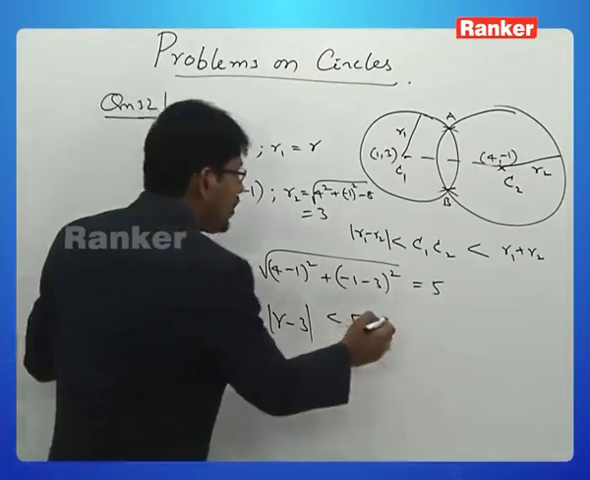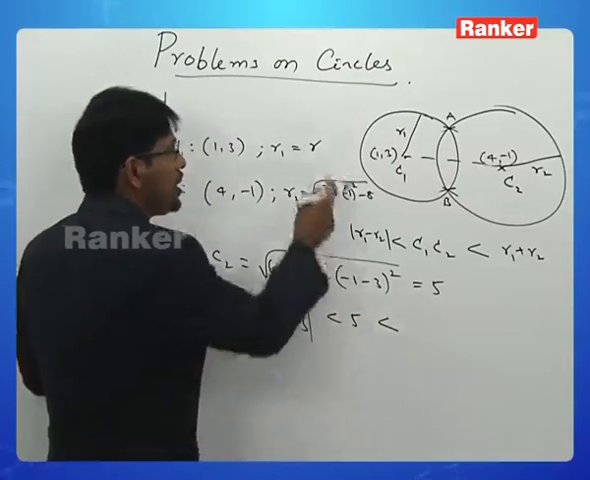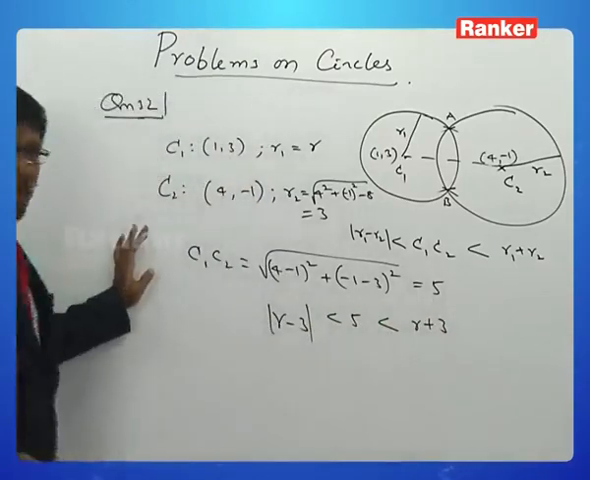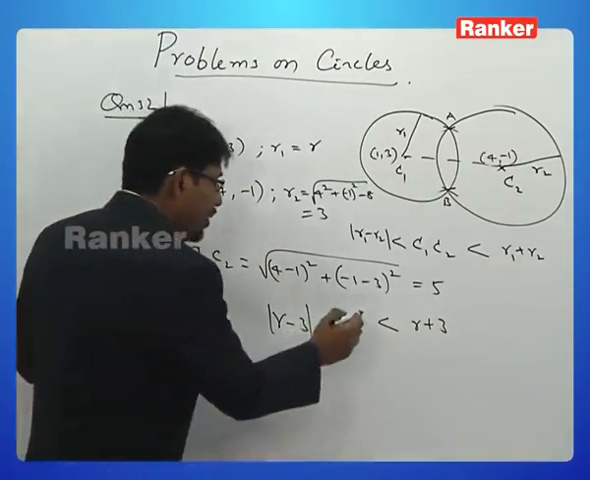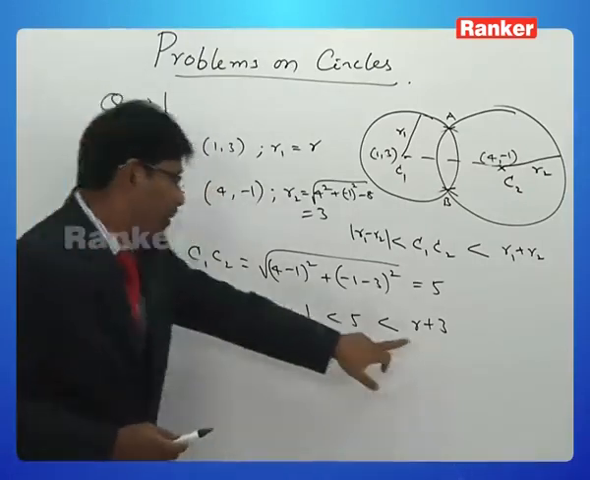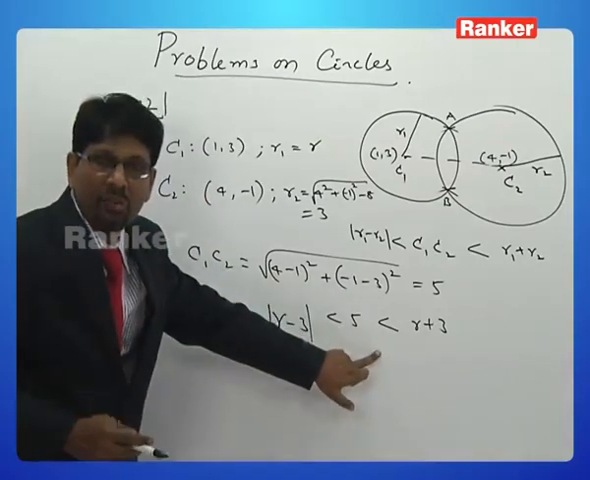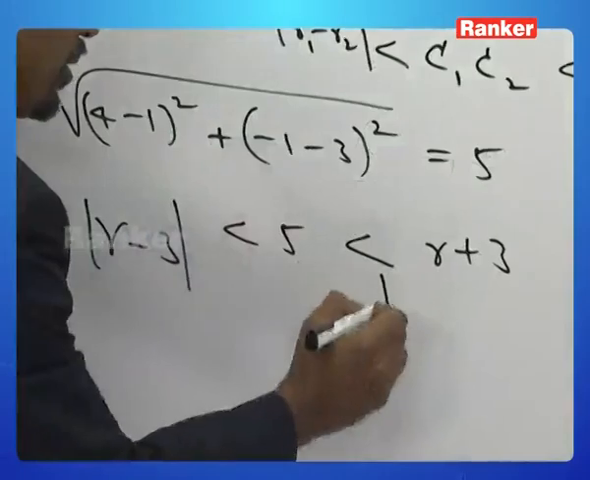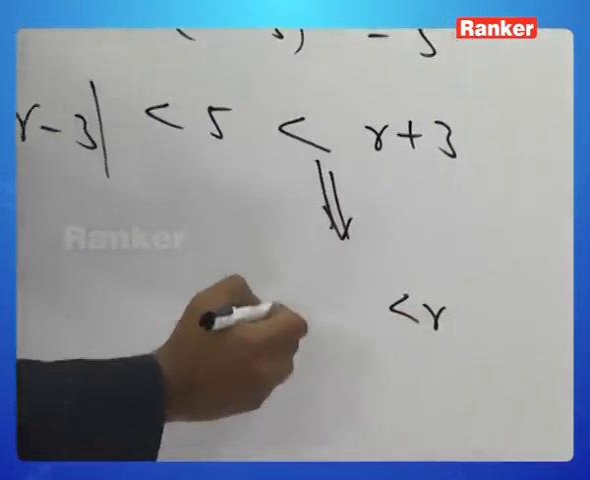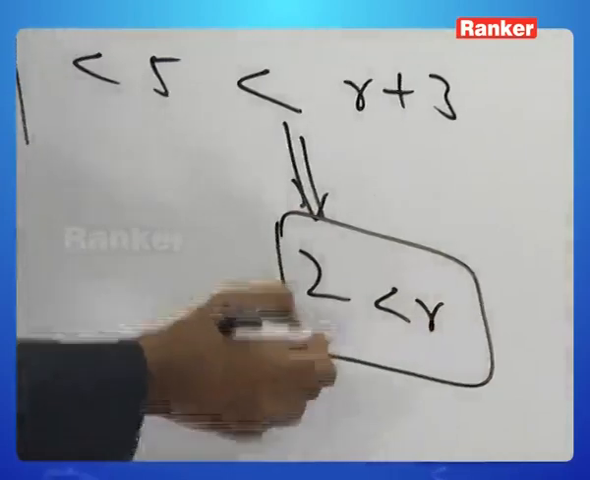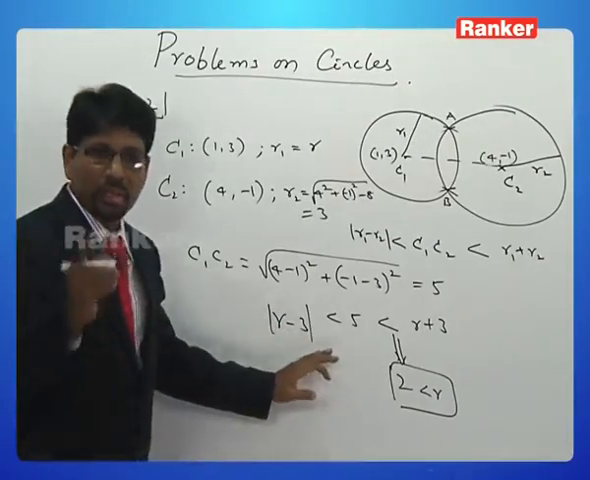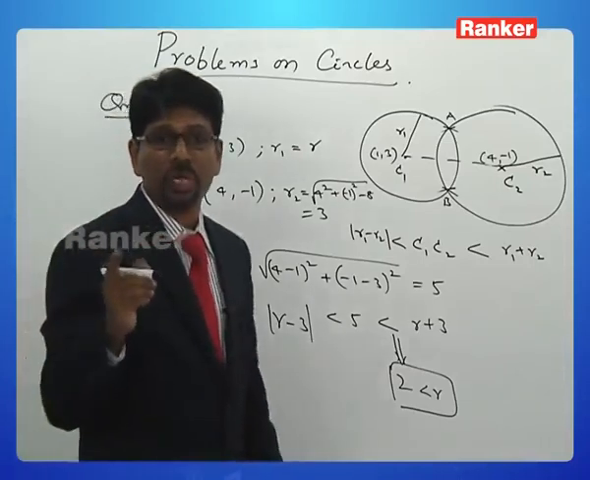And that 5 in fact should also be less than the sum of the radii, that is R plus 3. Therefore, clearly our R should satisfy both these inequalities. Now clearly from here R plus 3 is greater than 5. That means this inequality implies R must be greater than 2. So this R must be greater than 2. In fact, that rules out options 2 and 3.